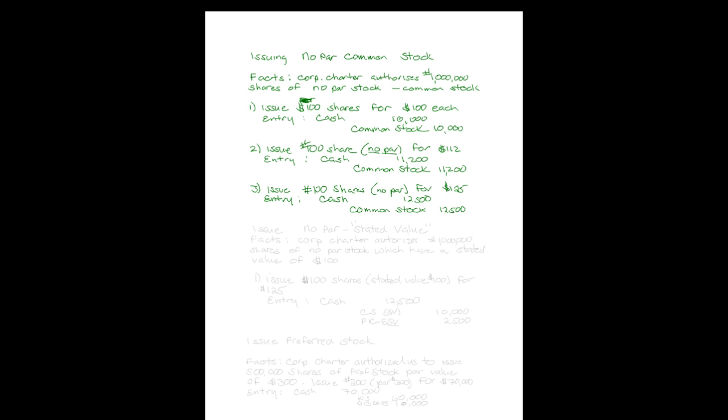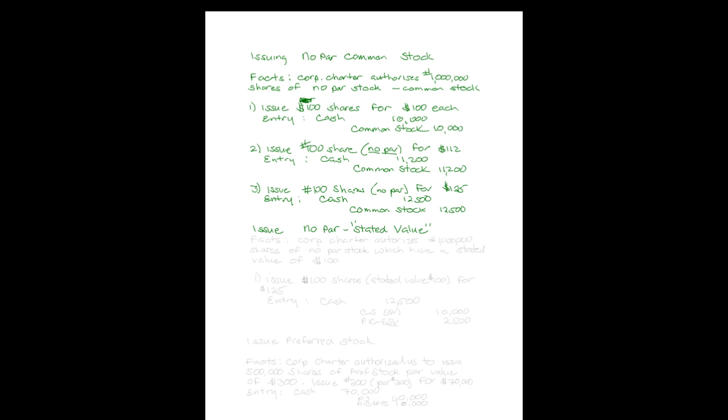Did you get it? Cash 12,500 and common stock 12,500. And there will be no paid in capital in excess of par because there is no par. Like we mentioned before, some states allow, or some corporations issue no par stock, and then the state comes in and attaches what we call a stated value to it because they don't allow for no par stock. So the state comes in, and although we have no par stock, they attach a stated value to it.